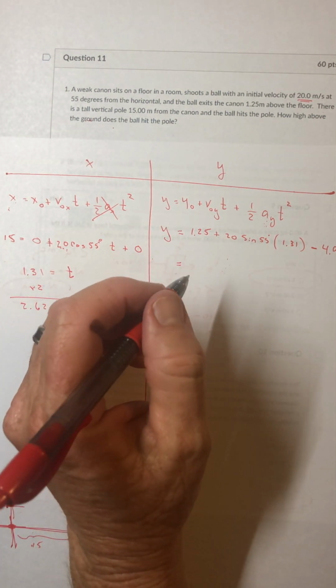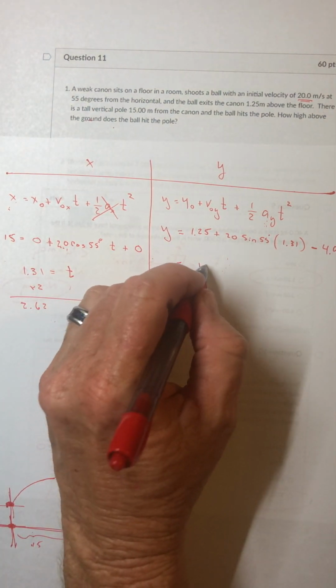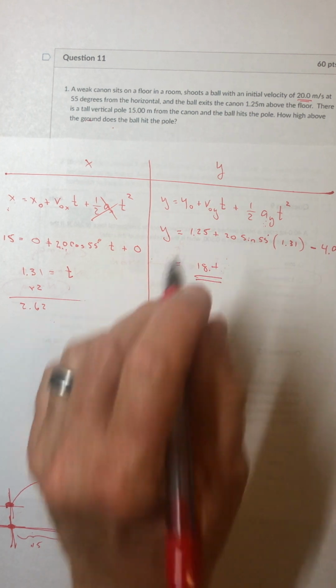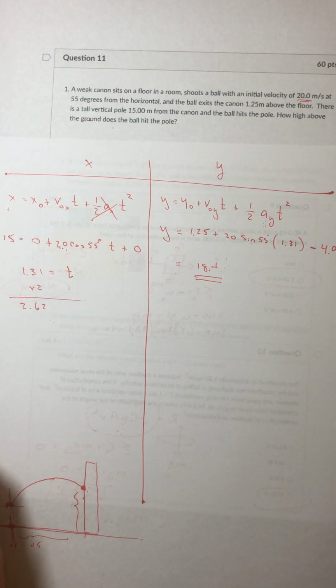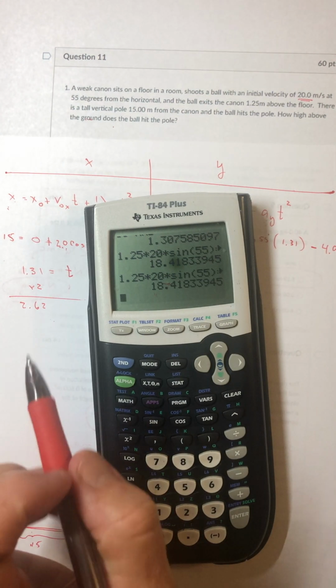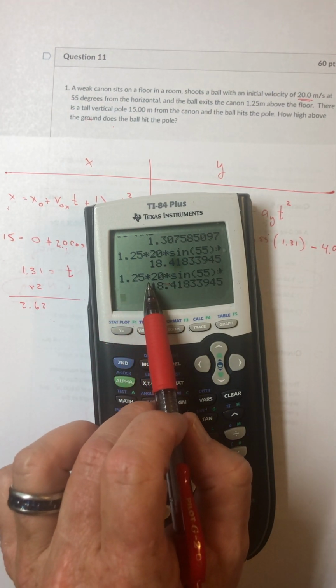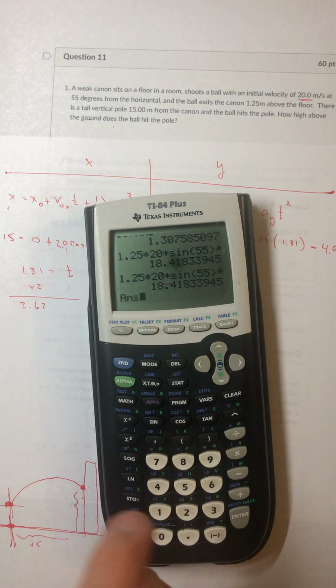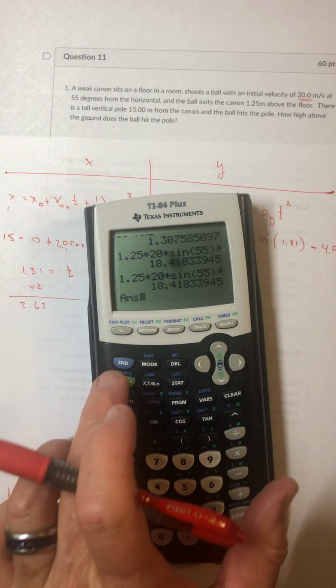$18.4. I'm really bothered by that. That is not what I got earlier when I set it up. Oh, yes, and I see what I did now. I hit a times right there. My bad. Okay.